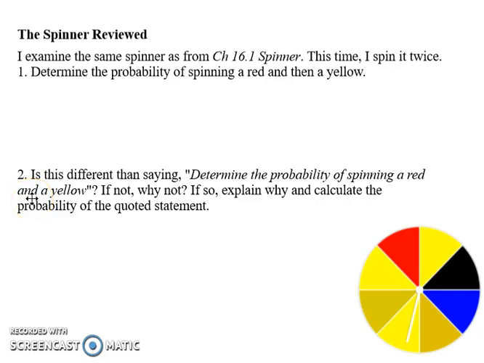So in this problem, I'm looking at the spinner being spun more than one time. Now it's being spun twice. And I have a specific order how I want it spun, where I want it red, then I want it yellow. So when I think about how I write my probability, that is the probability of red and yellow. And that's the specific order I want it.